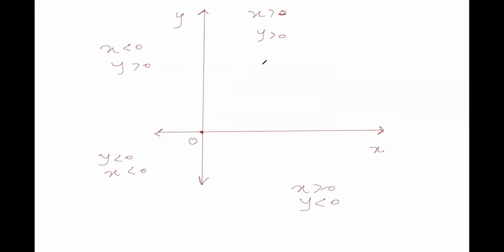Quadrant 1, quadrant 2, quadrant 3, quadrant 4. So this way we label the graphs. We label the map of graphs.